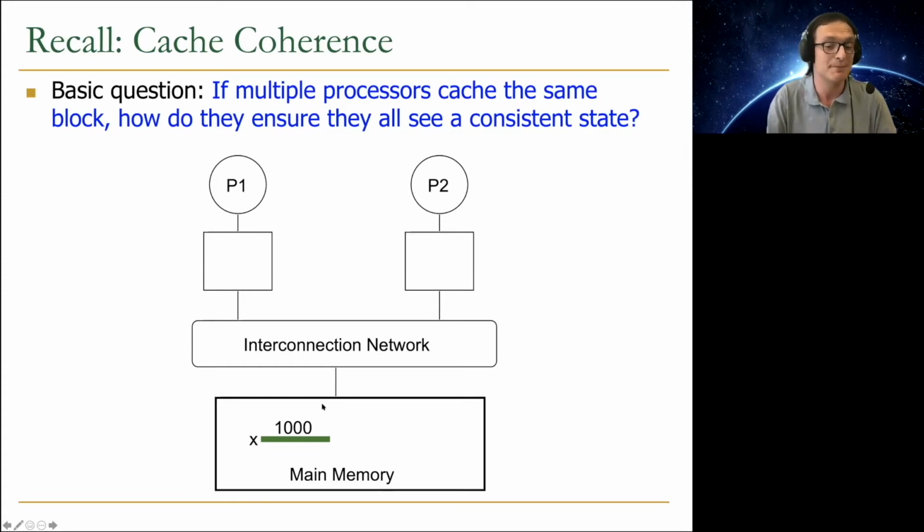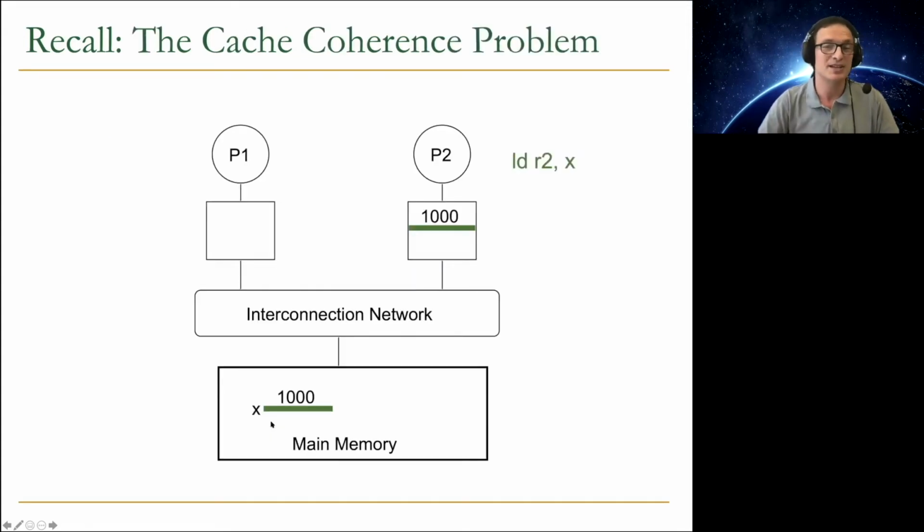And I gave this example last time. Recall, we have this cache block X in main memory. Its value is 1000. Let's say processor 2 loads that value into its cache, 1000. And then processor 1 loads that value into its cache, 1000. Okay.